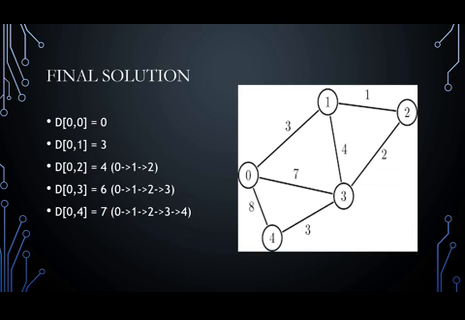Then d of 4 is 8, which is a direct path. So I need not write the path here. Whenever there is a direct path, I need not write the path. So d of 0 to 4 is 8.